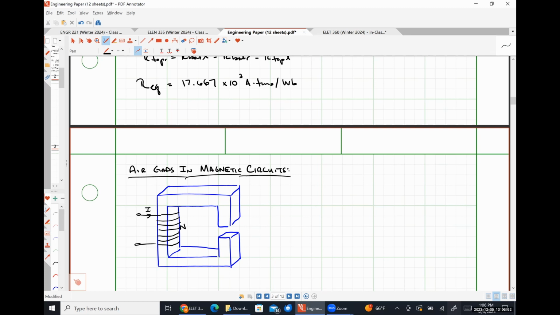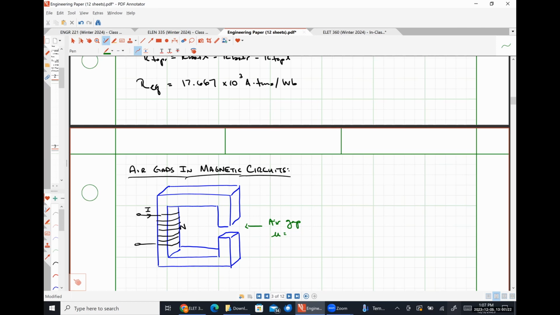So for this particular structure, we can see that there is a break in our core that we call an air gap. What do you guys think the permeability of an air gap is going to look like?